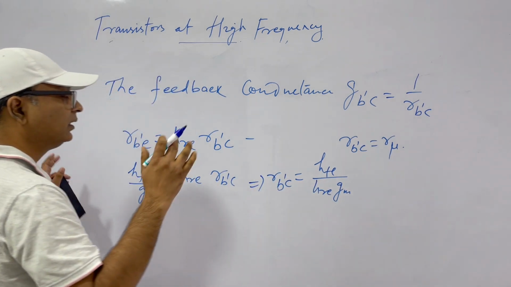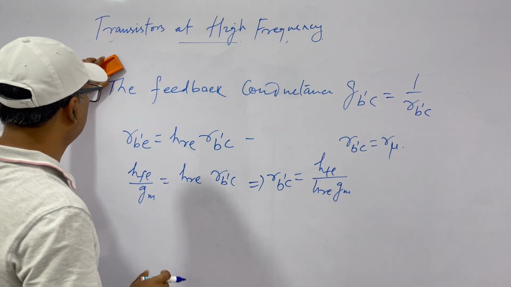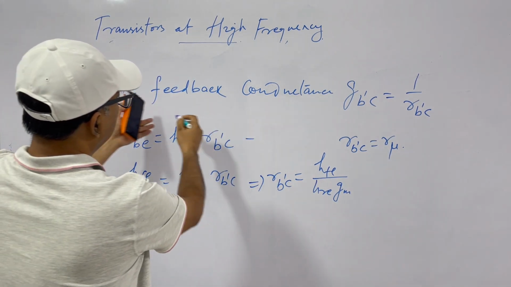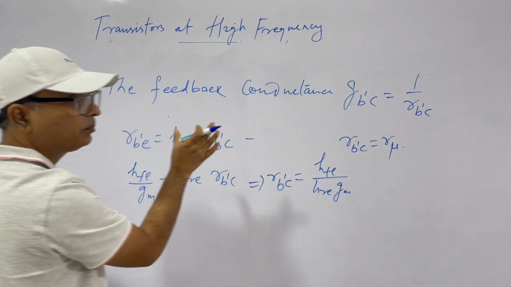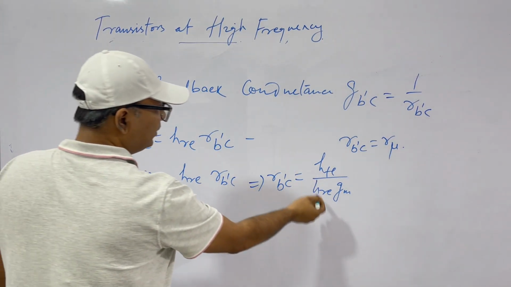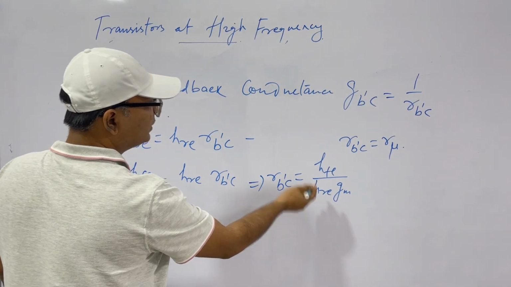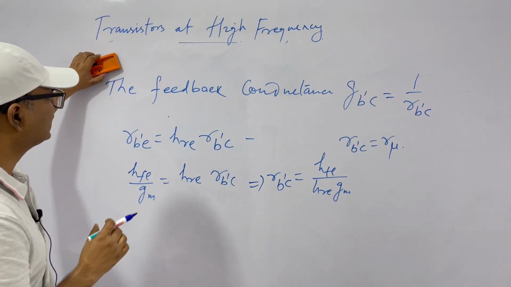Practically this is a very large quantity, very big quantity, because see, this is RB'C, B' to this, and these two are practically disconnected. Therefore, if you put the values, this is very high, almost open circuit.